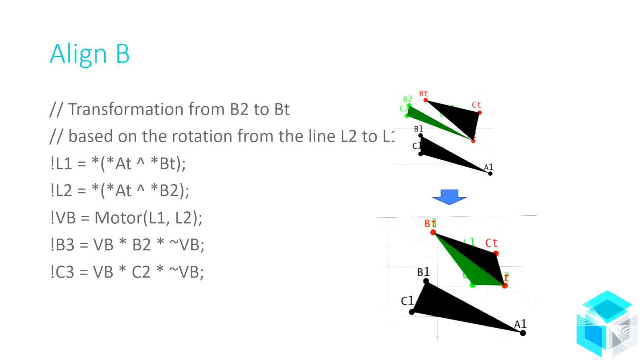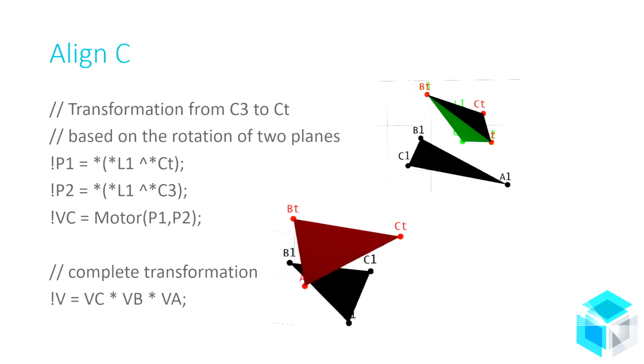Then for the second step, these A's are already aligned. We look at these 2 lines here, this one, and transform one line to the other, again with the same functionality called motor, because this is based on this motor. It is very simple to compute the transformation from this line to this line, and then again the corresponding transformation. And after this step, the 2 triangles are aligned in this way.